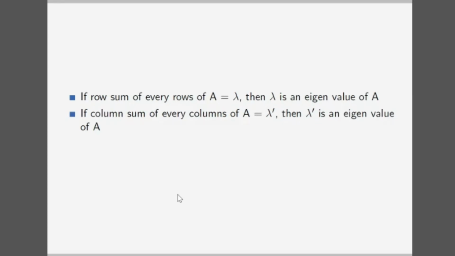Actually, these are small points that you can use when you're doing the problems. Sometimes it may be a huge matrix, and when you're adding the row sums or the column sums, you can find that they are equal. So you can find the eigenvalue easily from it.